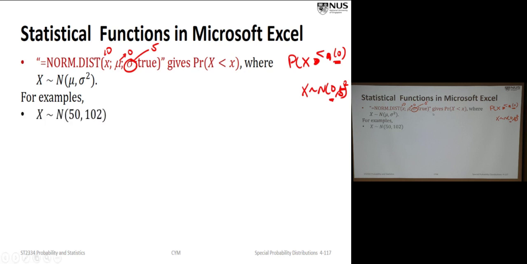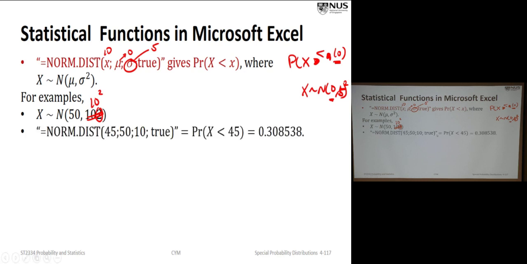All right. So this one is 10 squared, not 102. Please correct it. It's 10 squared. All right. Then mean and standard deviation. True means that you are working on the cumulative probability. If false, that means that you are working on the density function. The density function.